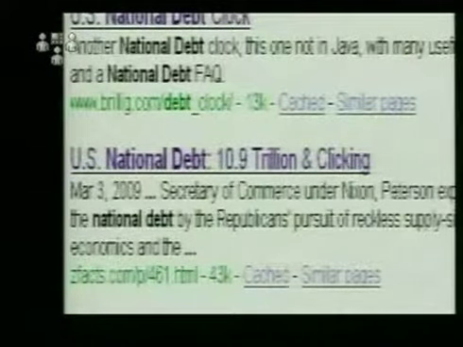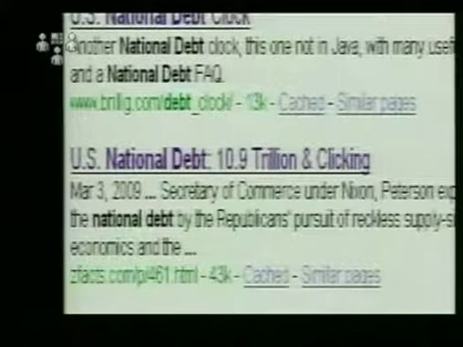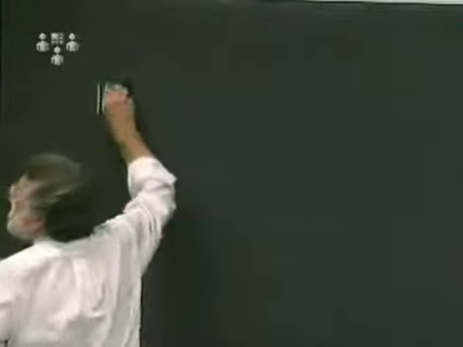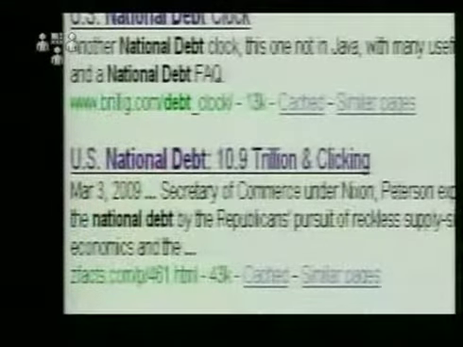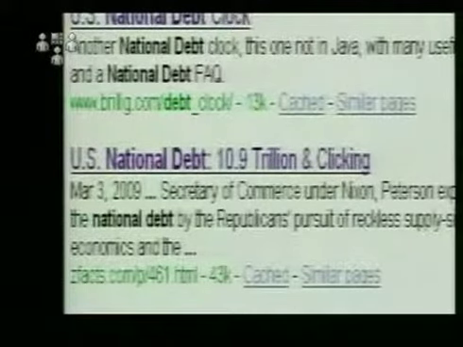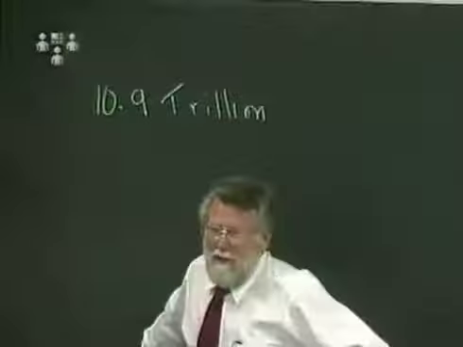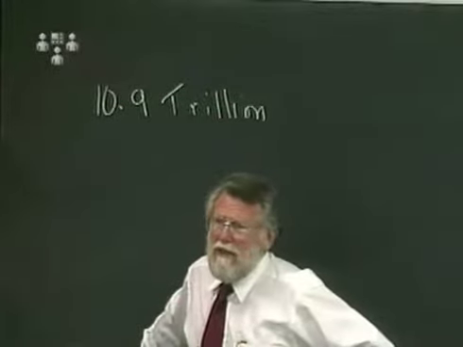10.9 trillion. Okay, so that's where it was in March. So I have, again, 10.9 trillion. So it's time to do one of the mini reviews. What's a trillion? How do we decide on a trillion? Give me the shortcut.